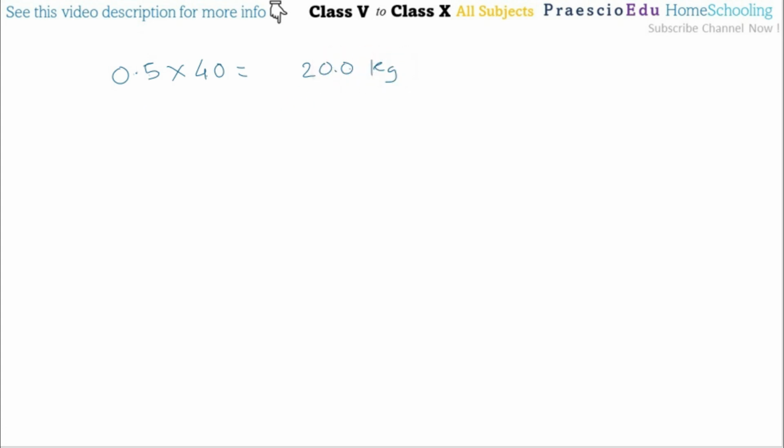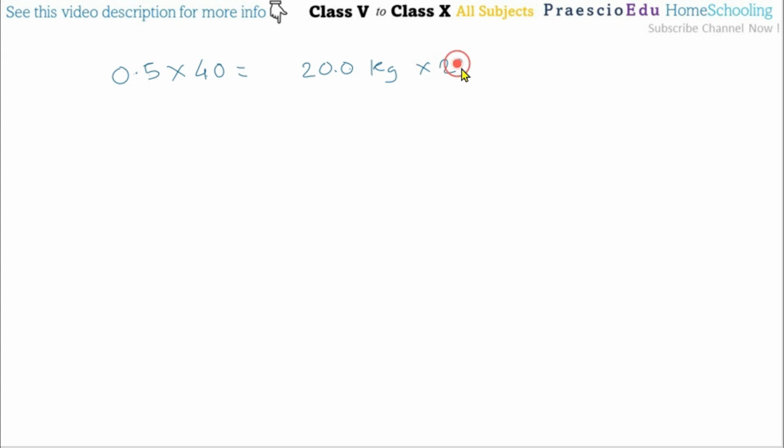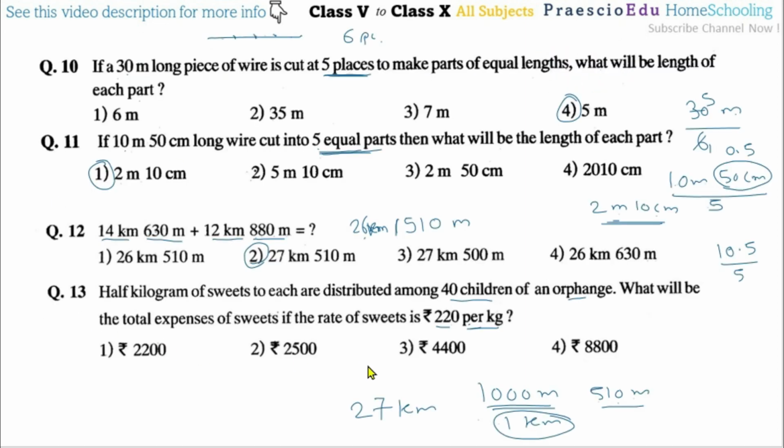kg, and 1 kg of the sweet costs rupees 220. So multiply by 220. After this, 20, 0 as it is, 20 times 2 is 40, 4 balance, 20 times 2 is 40, and 4 means 44. So the total is rupees 4400, and this is given in option number 3.